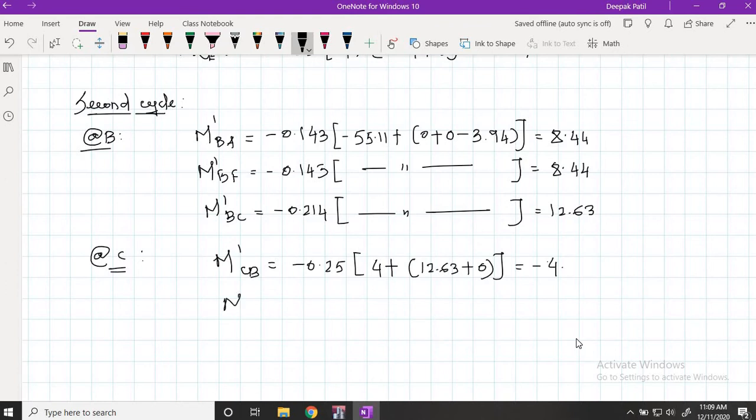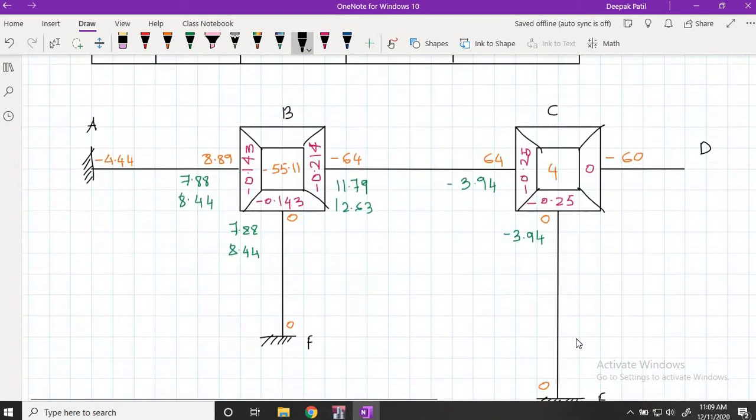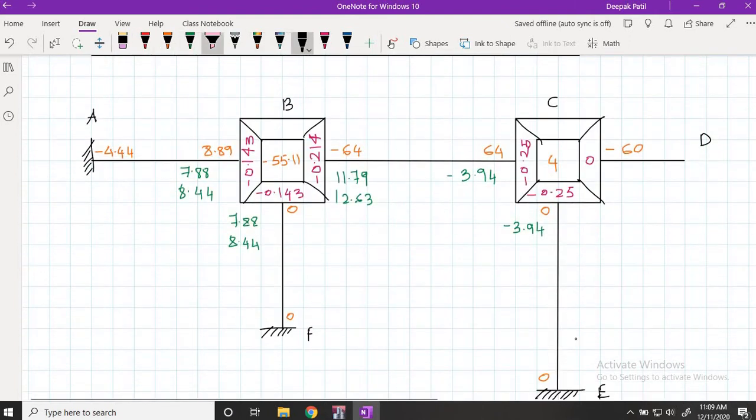Now similarly, M-CE is equal to minus 0.25. All these terms will be same. This also is minus 4. Let me update the values here. Minus 4.0, 4.0. Now similarly you have to carry on with the third cycle and the fourth cycle, and you have to stop at a point wherein the difference between the previous cycle and the present cycle is not much.